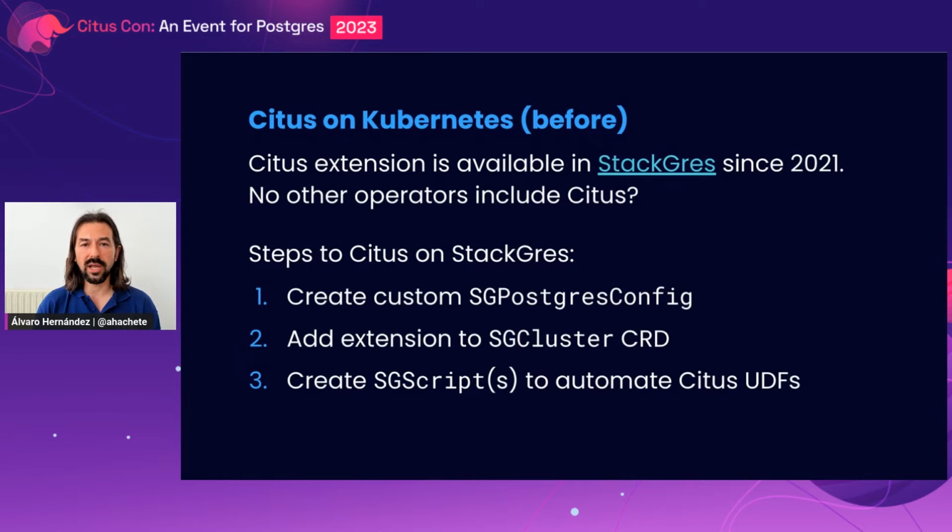So let's look at how this was done before, how we were able to run Citus on Kubernetes, to understand the complexity behind it, and then transition to how it could be done today and how much simpler it is.